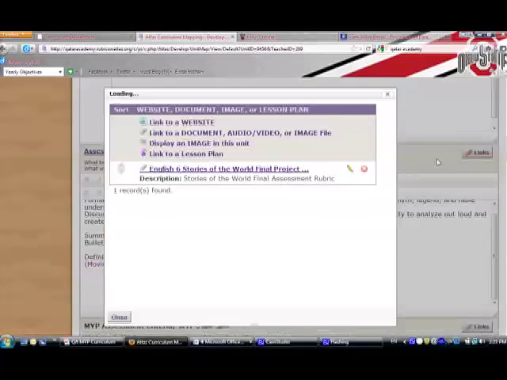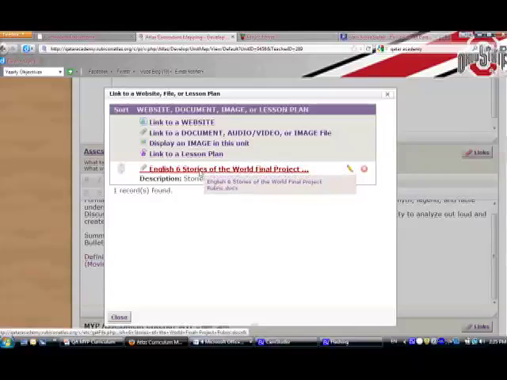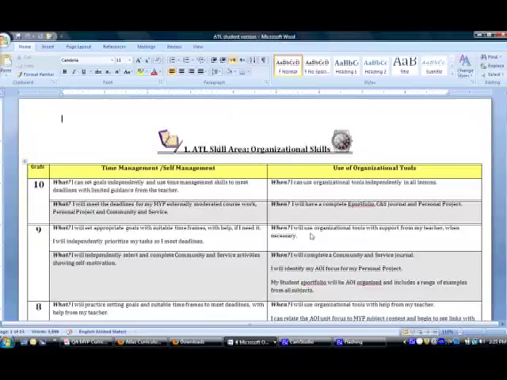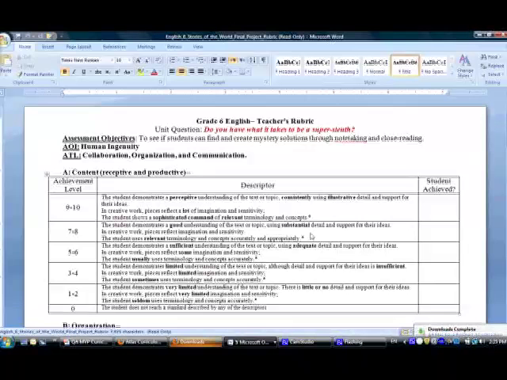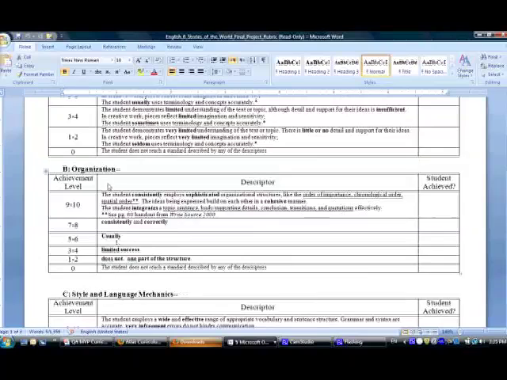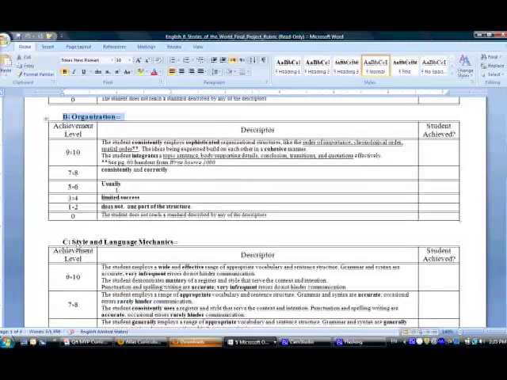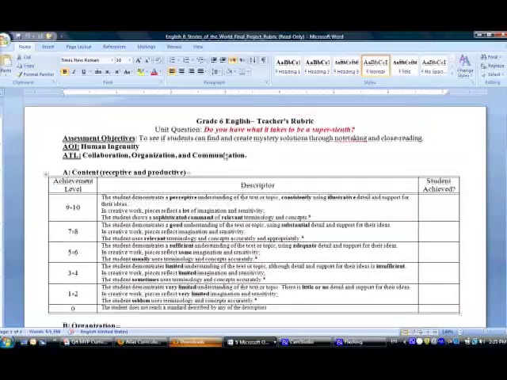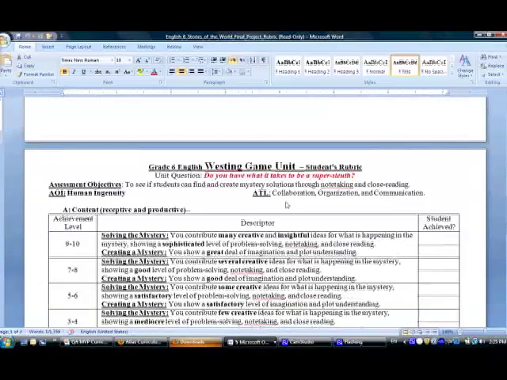Finally, the assessment criteria that are used to measure each of these objectives are set out in individual rubrics. For example, in Language A, there are 3 criteria: content, receptive and productive, organization, and style and language mechanics. In this situation, this is an individualized rubric for a specific task, both with a teacher's rubric and a student rubric.